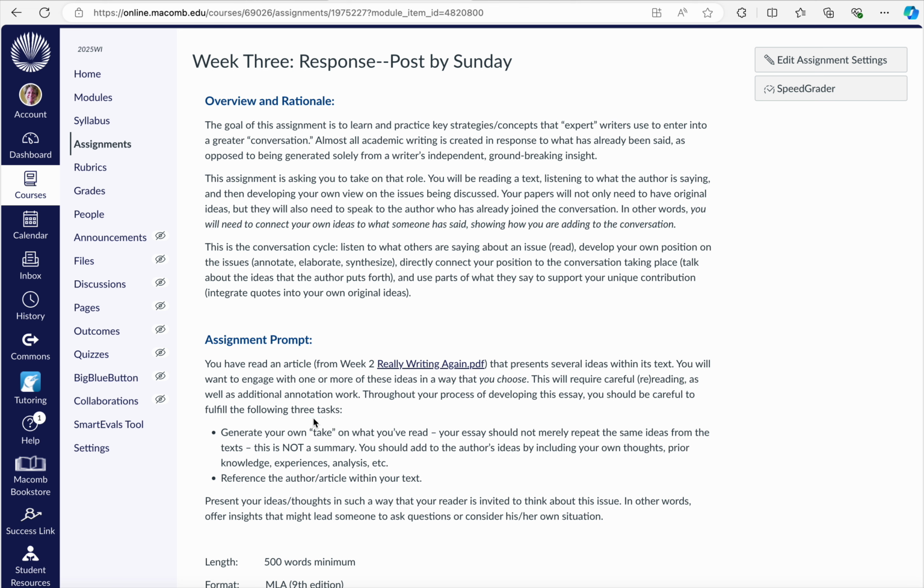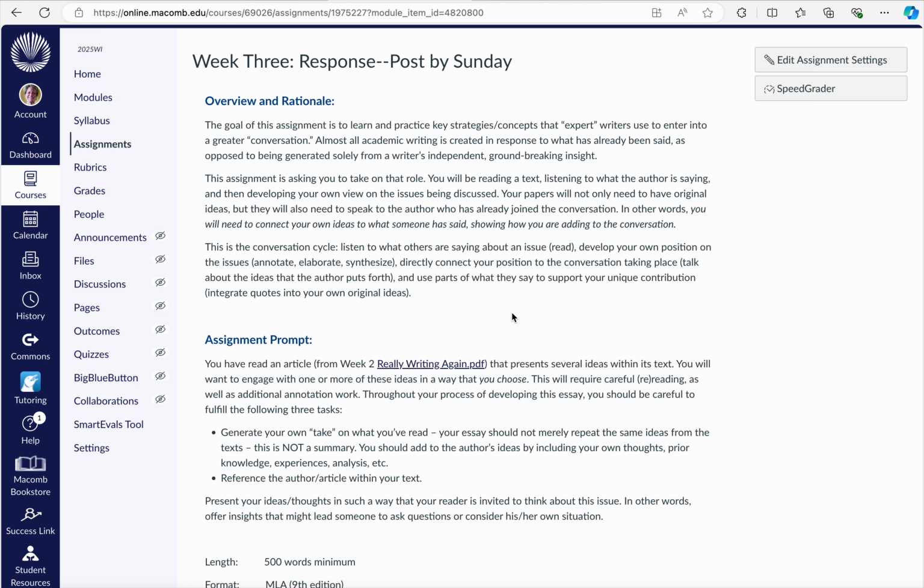You're going to be reading that text, which you've read before. This is really writing again. You'll be reading that text, so you'll get a chance to reread it. You want to really listen to what the author is saying and then develop your own view on the issue. So how do you enter in this discussion about writing and writing particularly at the college level? So you'll not only need to have original ideas, but you also need to speak to the author who has already joined in that conversation. So you want to connect your ideas about what this author has said about writing.